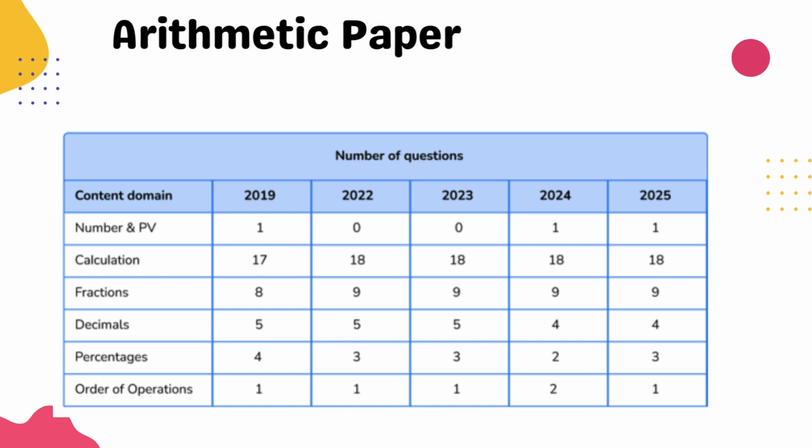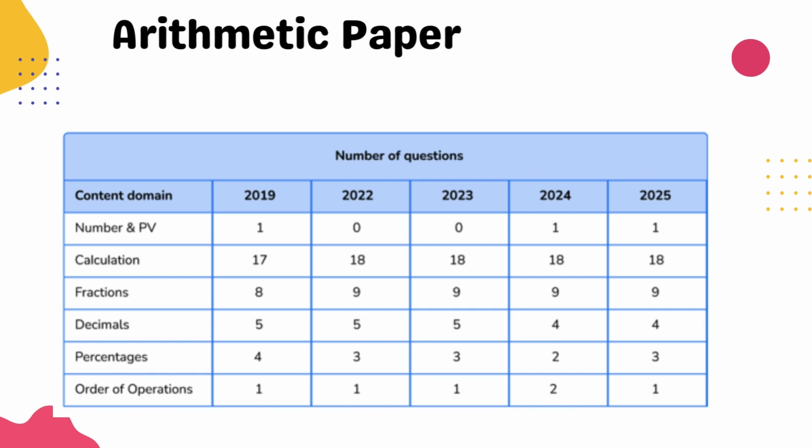Now you can see on the arithmetic paper, the number of questions that are calculation is really high, that's 18. Calculation means addition, subtraction, division, and multiplication. So it's really important in year 6 that the children know how to do long multiplication, short multiplication, they know how to do long division, they know how to add and subtract effectively, okay, because most of the marks come from those types of questions. The other highest type is fractions. Now that could be adding fractions, taking away fractions, finding fractions of amount, multiplying fractions. It could be adding mixed number fractions.